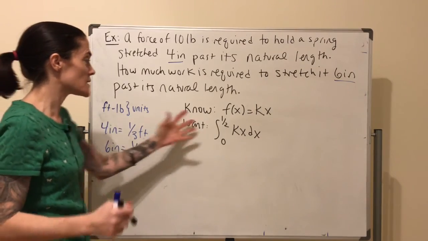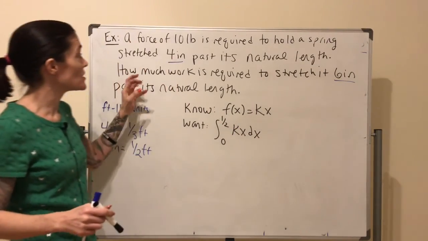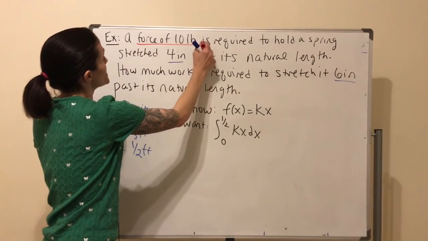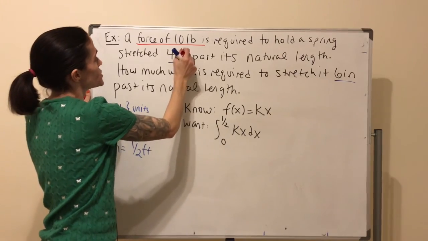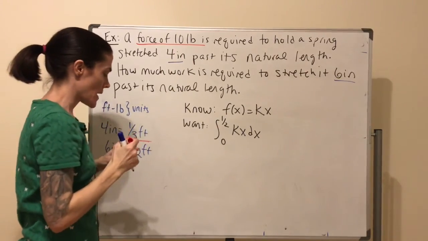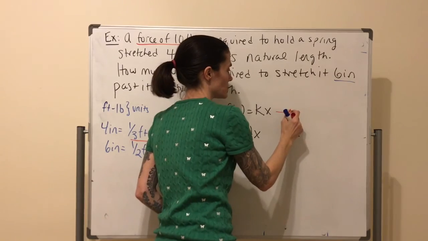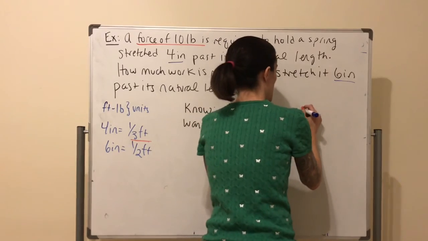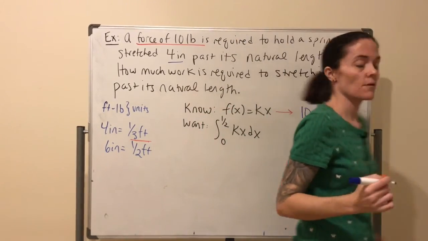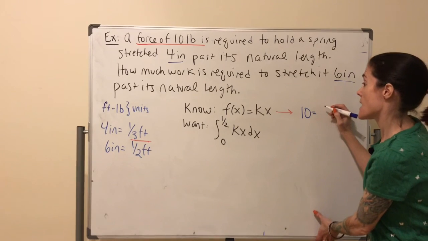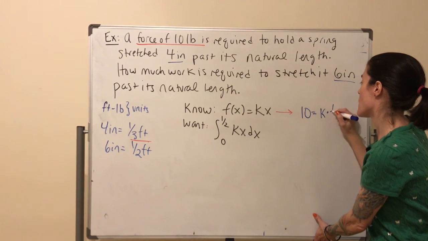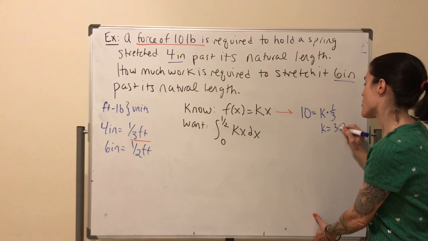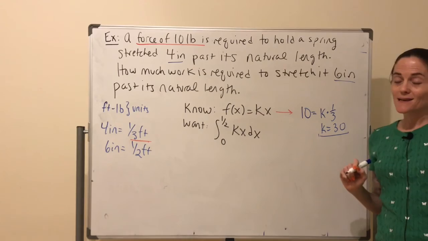Okay. Now, one final thing. It looks like we're not going to get an actual number, but I haven't used the fact that I'm handed a force. We have a force of 10 pounds required to hold it stretched this many feet. So I come back to this. I have a force of 10 pounds. 10 equals k times 1/3. And so I get that the spring constant k is 30. This is step number 1.